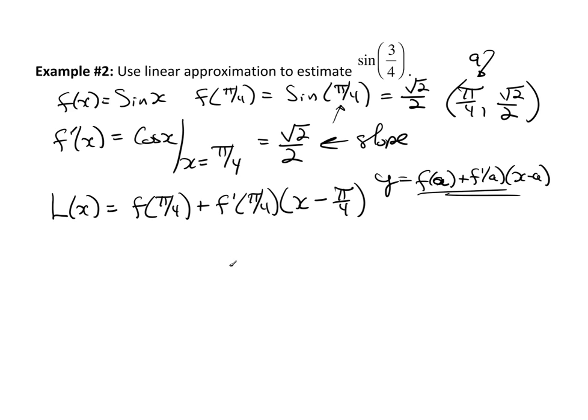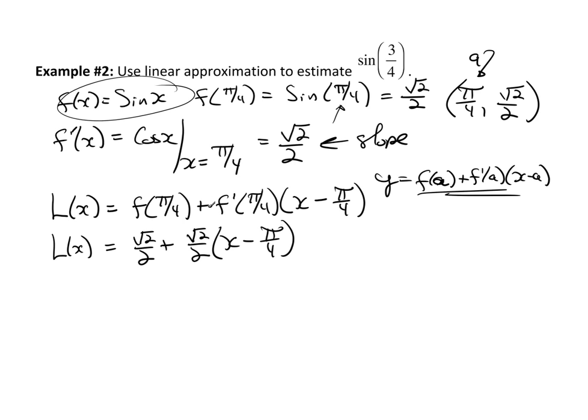That's all that is. So this is going to be f of pi over 4, which is root 2 over 2, plus f prime, which is again root 2 over 2, times x minus pi over 4. So this is my linearization of sine x near, and this is extremely important, near pi over 4.